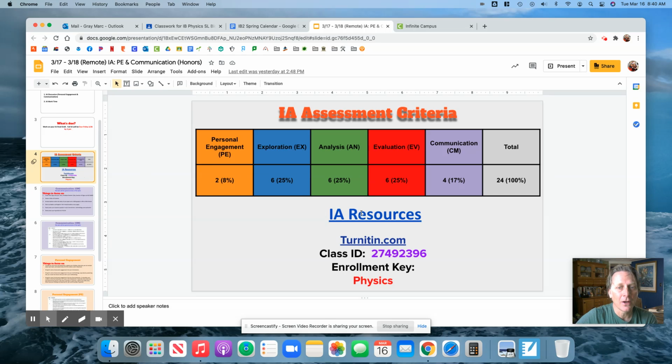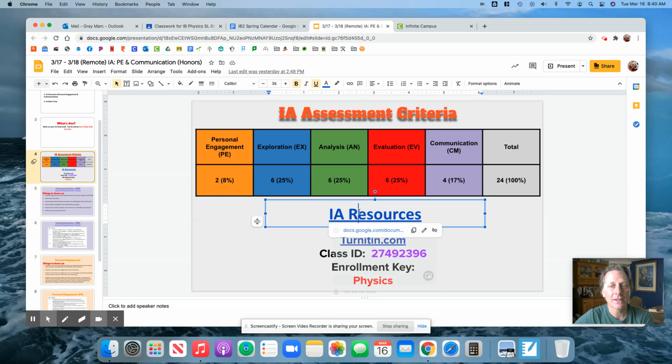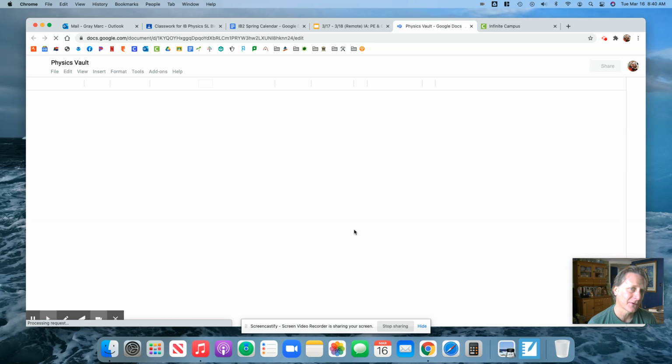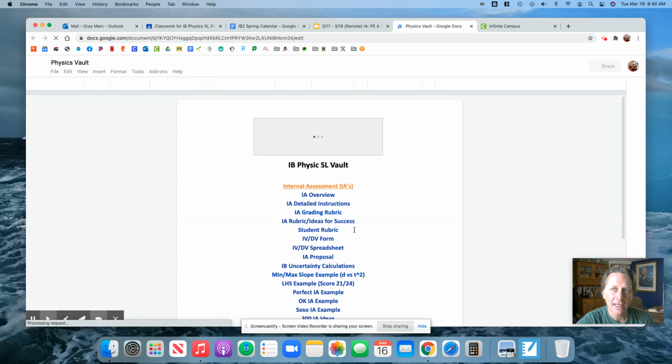Now you're going to find all of the resources for the IA in this link right here. So just open up the link for the Physics Vault. And you'll see in the Physics Vault, there's going to be a whole section just for IAs. We've used these sections in the past. This is just a reminder of what we've done.